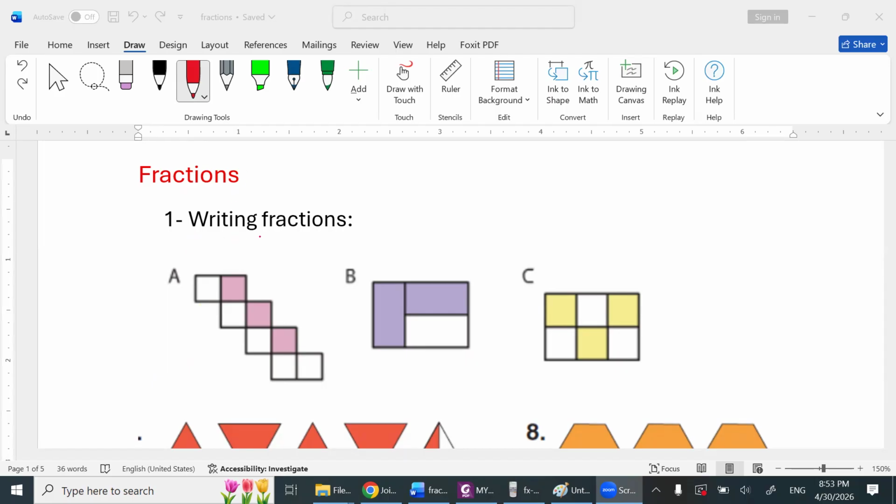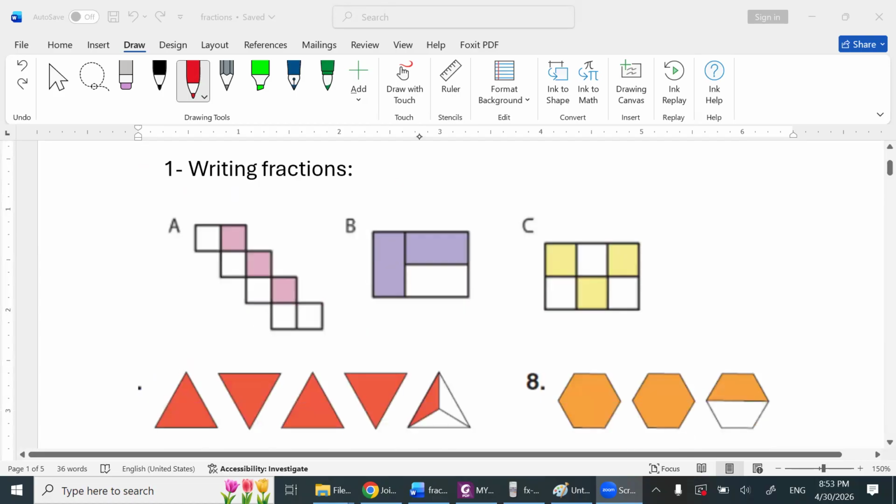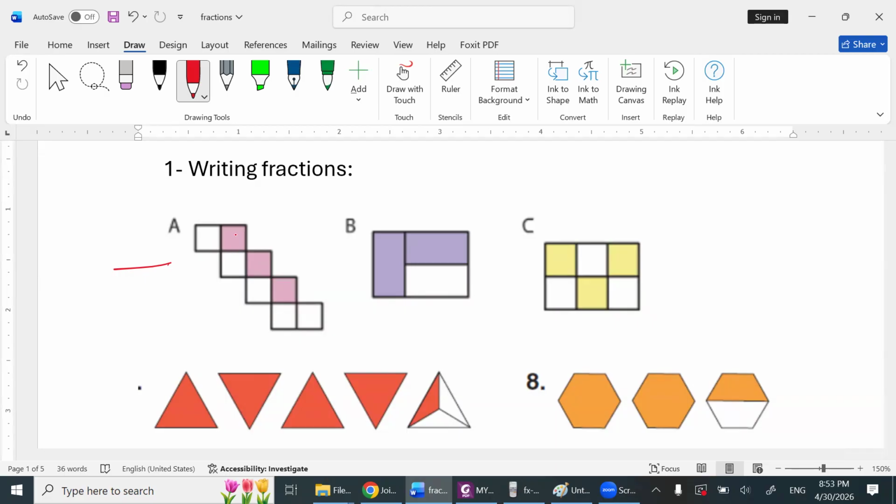First, writing fractions. Write a fraction for each shaded part. To write a fraction, you have to write the total number in the denominator and the shaded parts on the numerator. We have here how many squares? Count with me. 1, 2, 3, 4, 5, 6, 7, 8. And the shaded parts is 3 shaded parts. So we have 3 over 8 shaded.